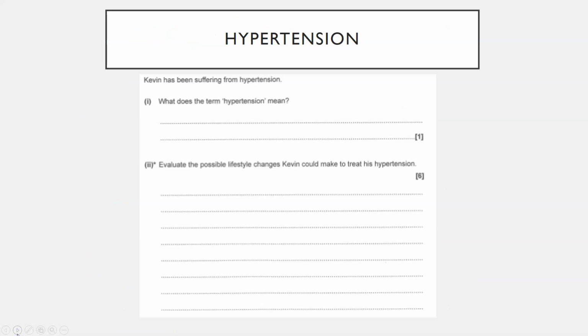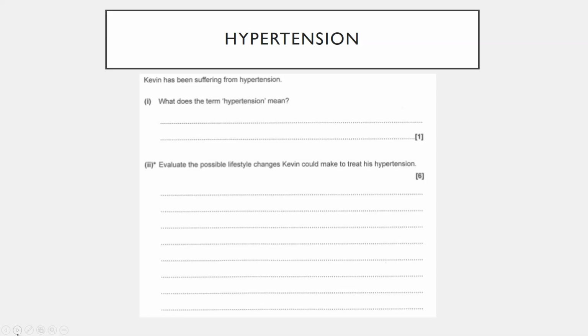Moving on, hypertension. So we're getting through quite a lot at the moment. I said we'd go through pretty much the whole of the cardiovascular system. Hypertension and coronary heart disease we've done most recently. Therefore, with regards to these two, this is going to be really brief. So, Kevin has been suffering from hypertension. What does the term hypertension mean? Can we describe it a different way? That's worth 1 mark. And then also after that, give yourself a bit of time. Evaluate the possible lifestyle changes Kevin could make to treat his hypertension. This is worth 6 marks.